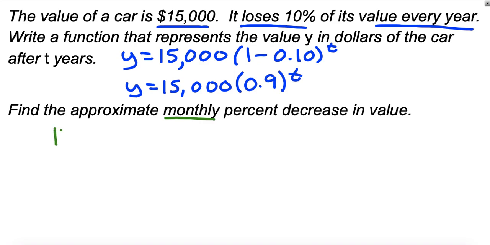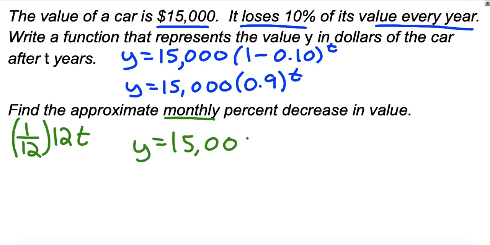So if I'm going to take 12 times t to get my 12t, to undo that multiplying, I also have to take it times a 1/12, because 1/12 times 12t is just t. So it's like we haven't really done anything, even though it makes it look kind of goofy. So we'll have y equals 15,000 times 0.9, and we're going to put the 1/12 on the inside there so that we have our 12t on the outside.